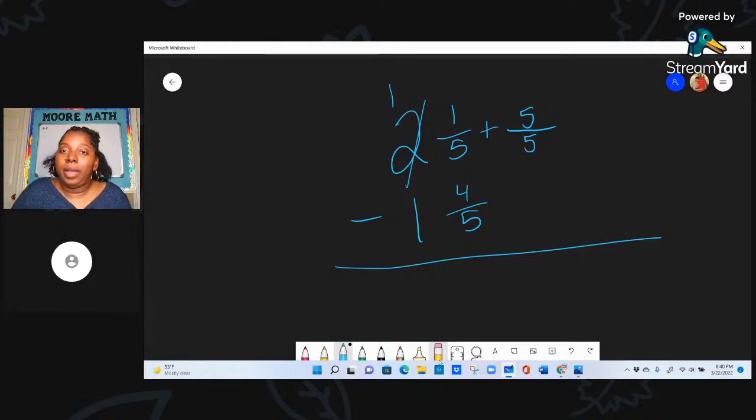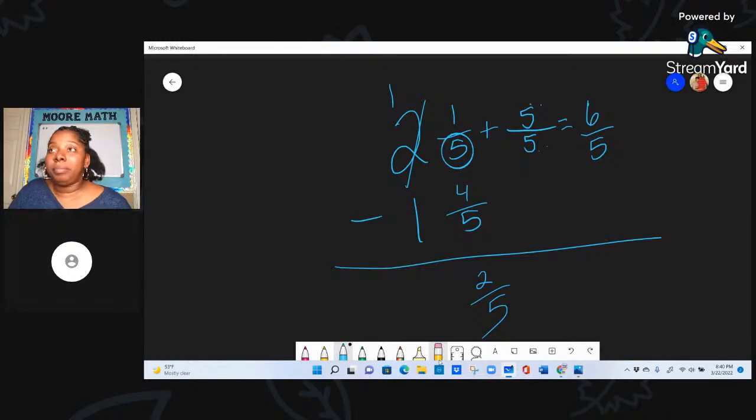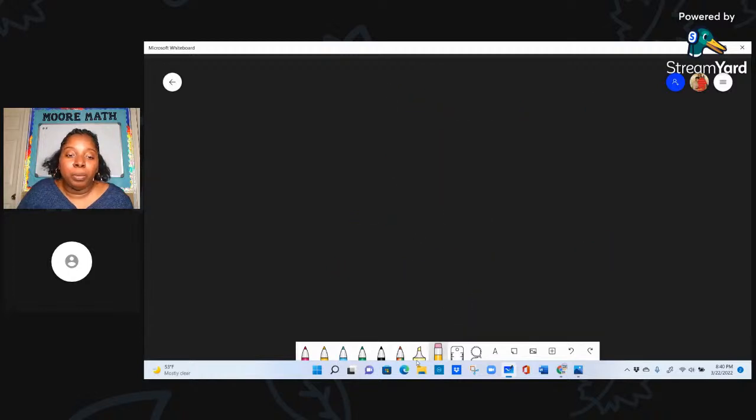Good. Okay, and what's 1 plus 5? So you're just adding straight across, all right, 6/5. Okay, good. And now 6 minus 4 is 2, right? I just wanted to make sure you knew that when we write that whole, it's always going to be the same number as the denominator. But you did great. Let me give you one more and then we'll move on to word problems.